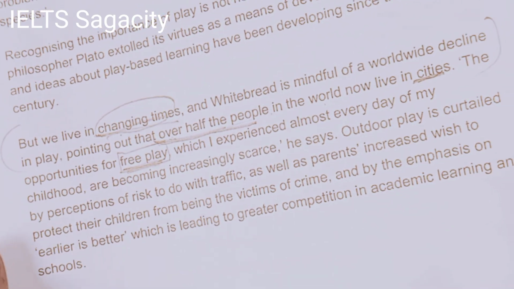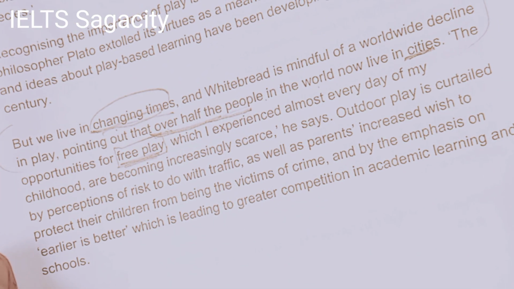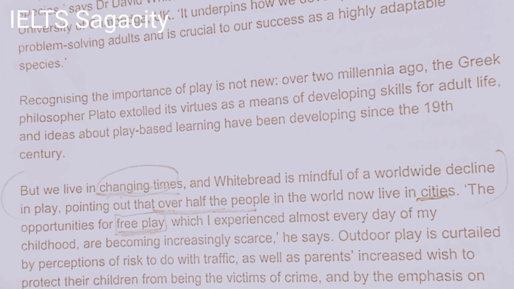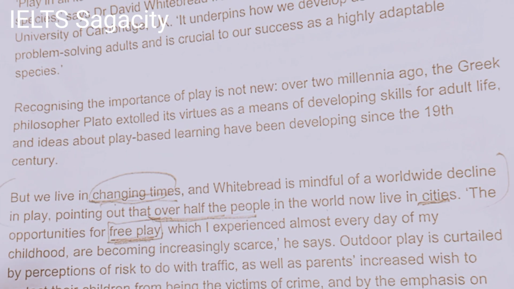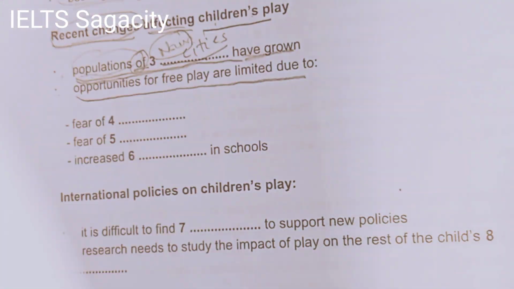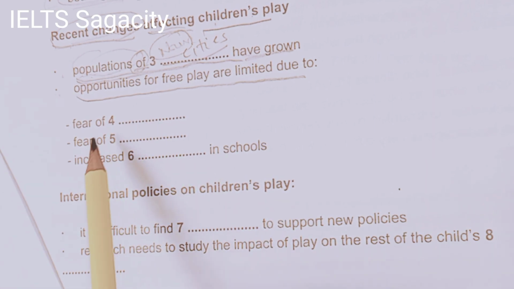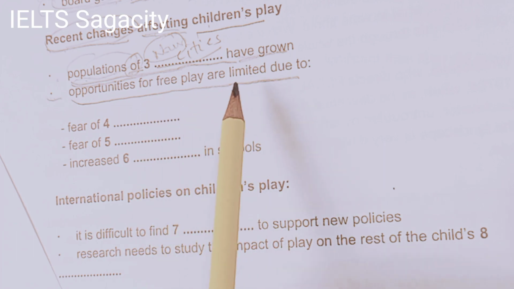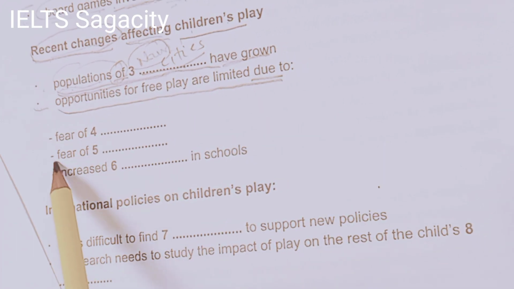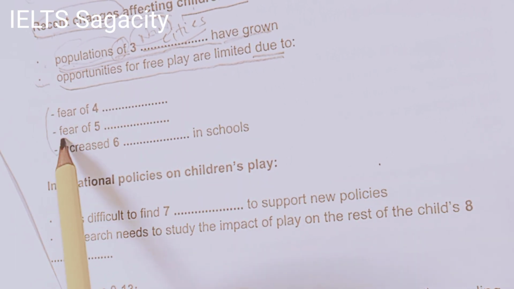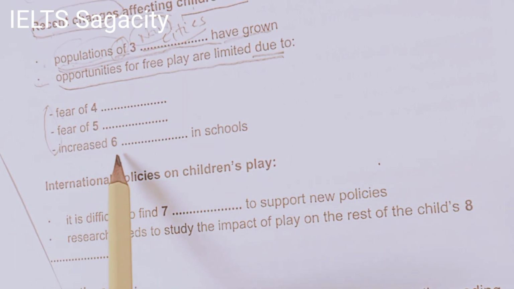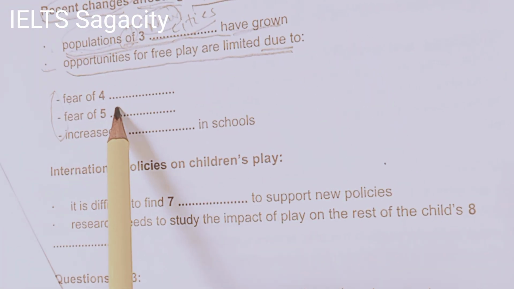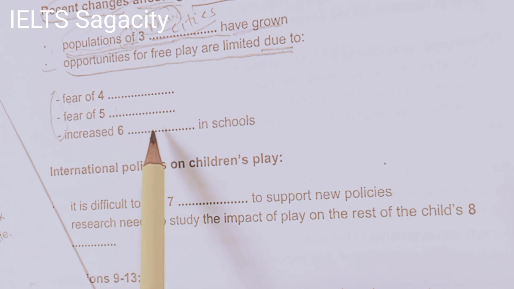And as you know, we do not all the time find exact answers in the reading module, and this rule also applies to the listening module. We don't look for exact wording, so the closest option is the correct option. And then under the bullet point of opportunities for free play are limited due to blah, blah, blah. Due to, that means there are three more reasons. So three further bullet points: fear of dash, and increased dash in schools. We're going to look for two different types of fears and increased dash in schools.